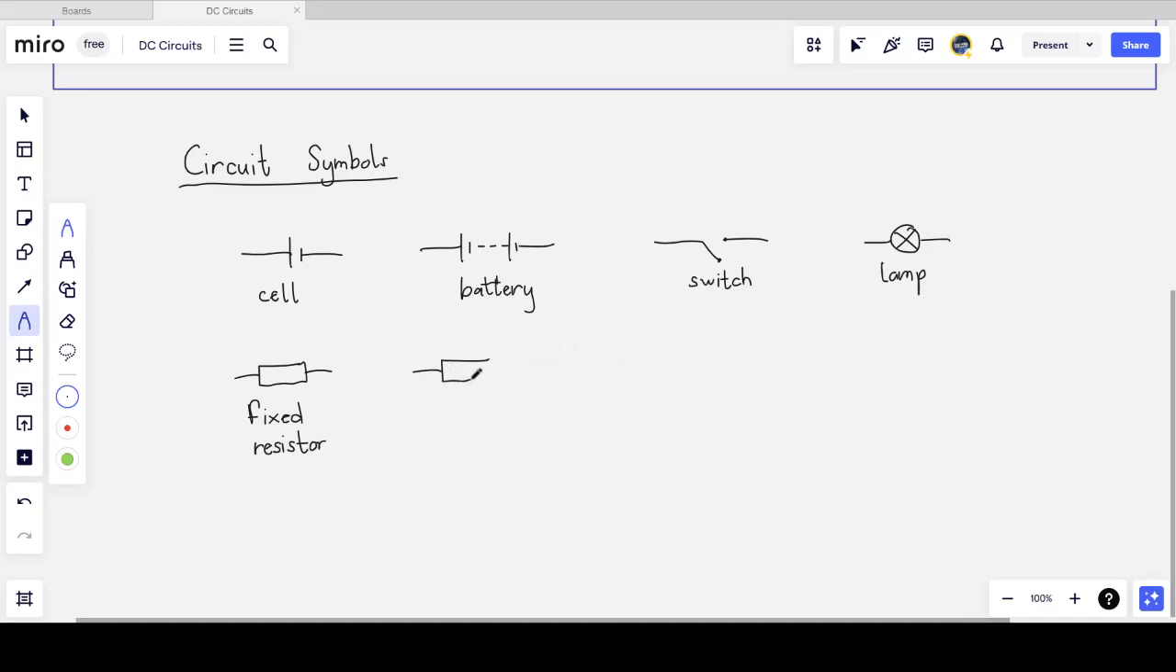If I have a resistor whose resistance can be changed, then I call this a variable resistor, which is the same symbol as a resistor, a rectangular box, but now with an arrow moving through it upwards and to the right. This is something that will resist current, but we can vary the amount by which it resists current, and this is a variable resistor.